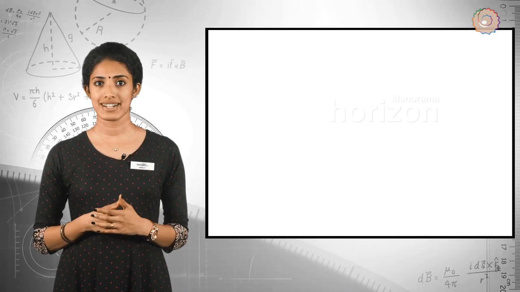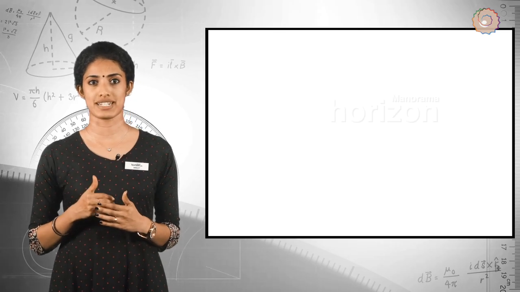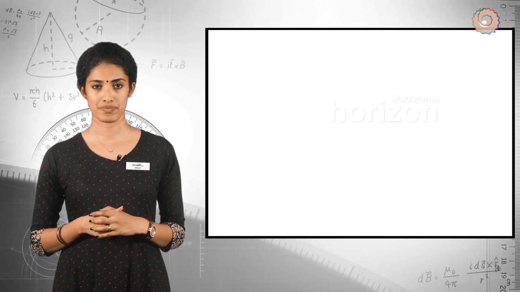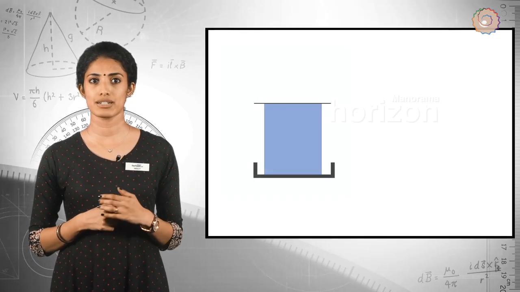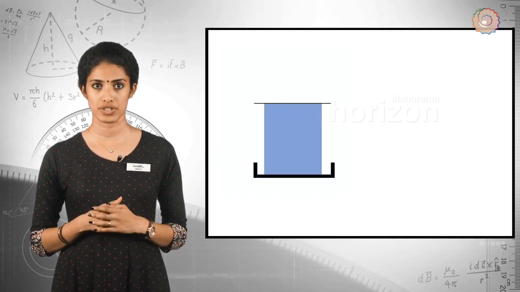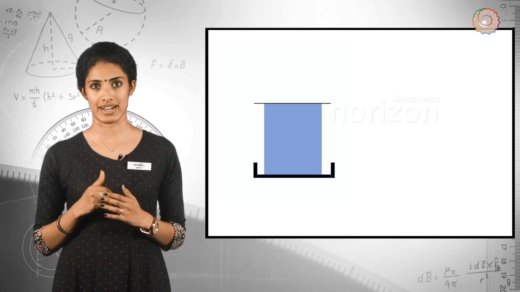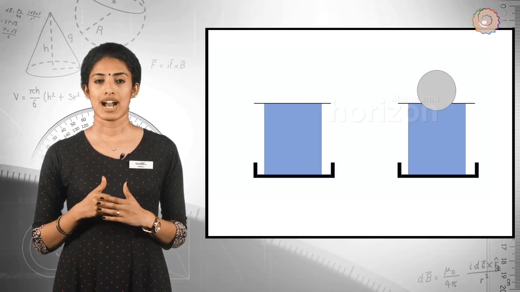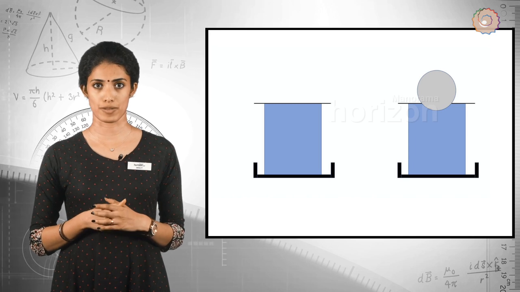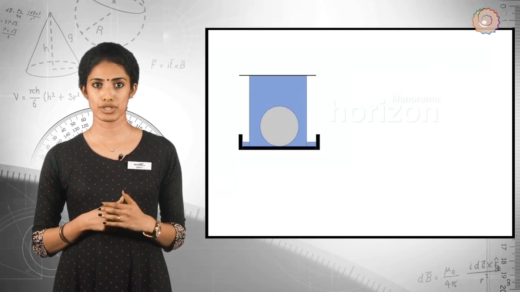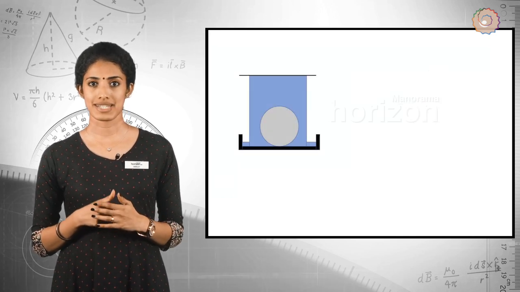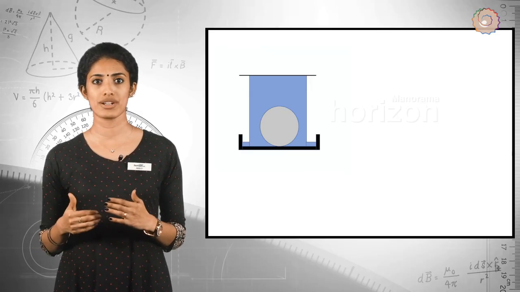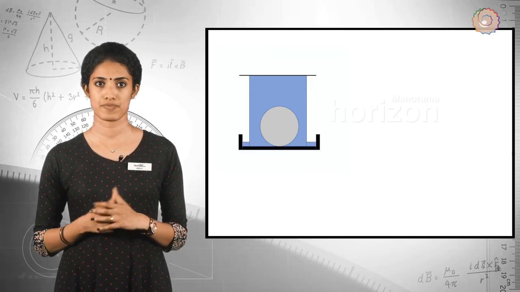Here, our objective is to find the volume of this particular spherical ball. Let us conduct an experiment. For this, we have taken a beaker completely filled with water and a ball of a particular radius. We place this beaker in a trough. Now, I'm going to put the ball inside the beaker. As soon as you put the ball inside the beaker, you see a certain amount of water from the container will overflow into the trough in which it is kept.